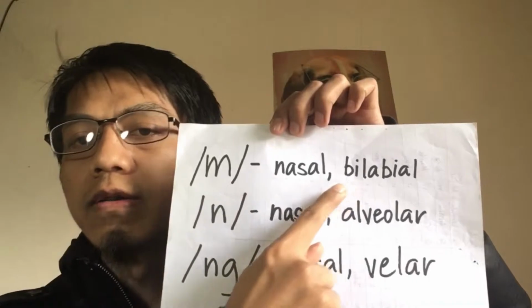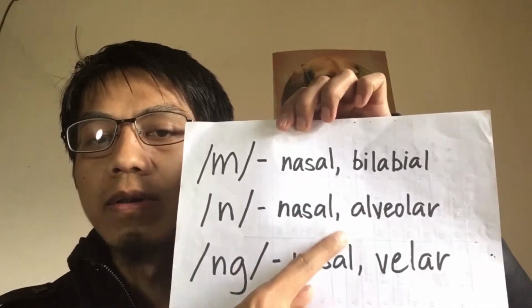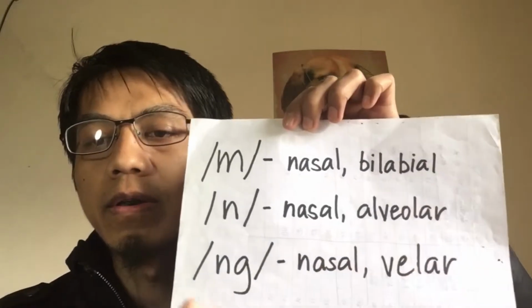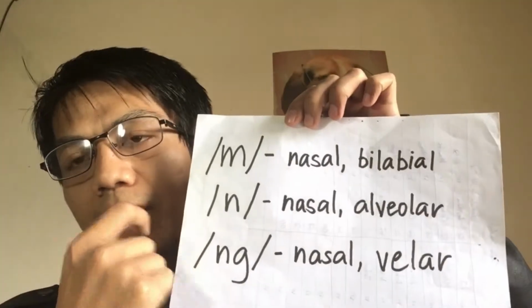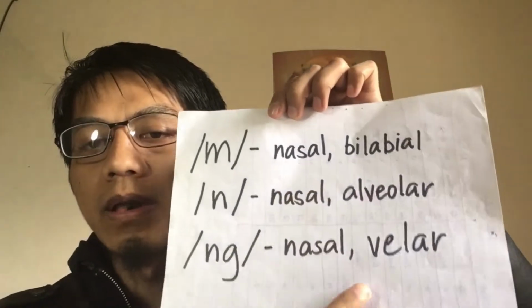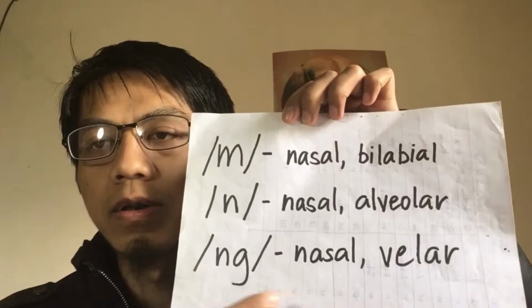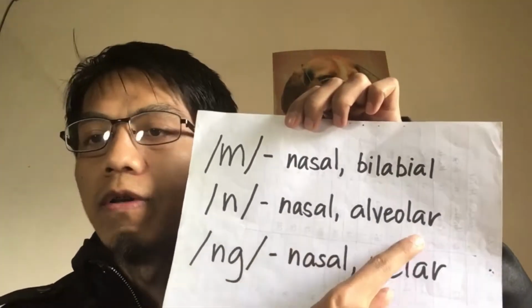The M sound is a bilabial sound. The N sound is an alveolar sound. The NG sound is a velar sound. So I created separate videos about bilabial sounds and about velar sounds. So in this particular video, I'm going to discuss alveolar sounds. All right.